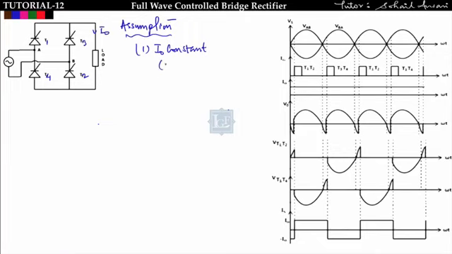Constant means here a highly inductive load is taken. So a highly inductive load, either RLE type or RL type of load, I am taking, and I am assuming that the load current is constant. Then I will do the operation. So this is the input supply voltage, Vm sin omega t, Vs, and this is pi, this is 2 pi. Also we can write Vs is equal to Vm sin omega t, that is nothing but the voltage across AB. So VAB is equal to Vm sin omega t, or I can say that VBA is equal to minus Vm sin omega t.